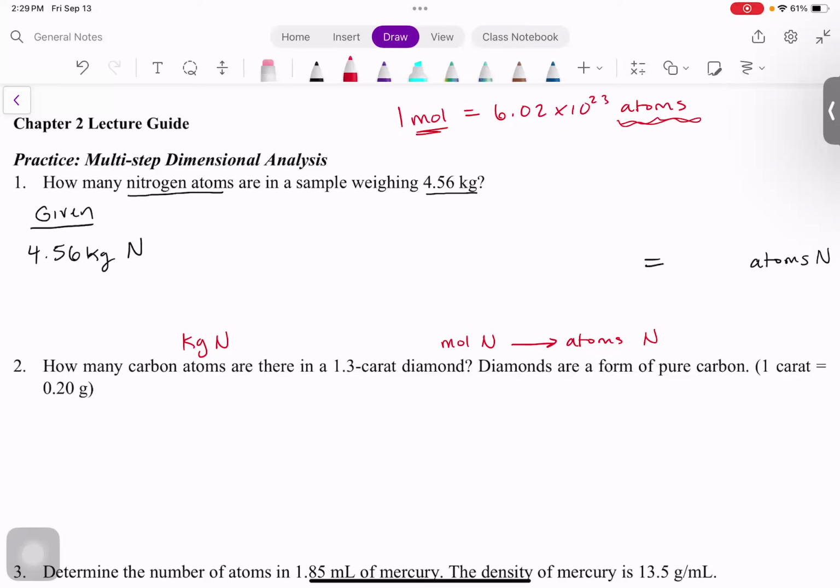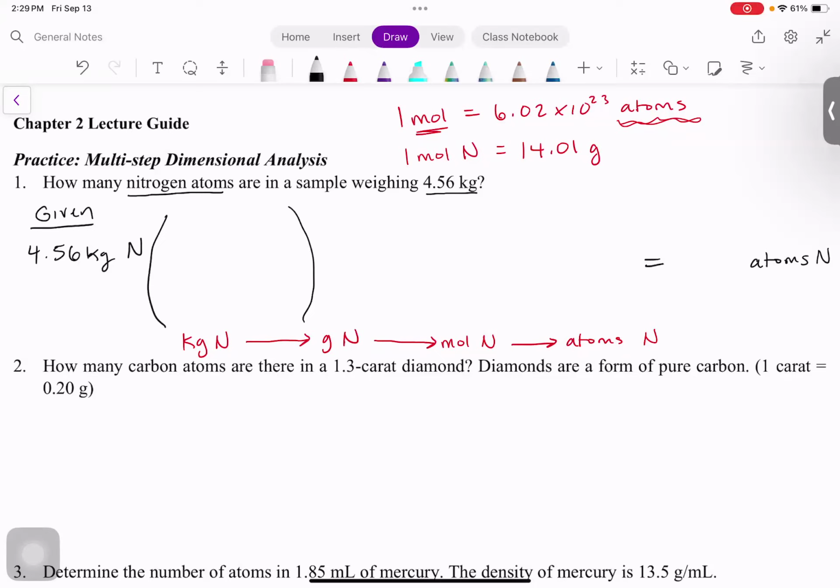So I want to think of what other relationships that I know. Well, from the periodic table, I know that 1 mole of nitrogen has a molar mass of 14.01 grams. So if I can convert my kilograms of nitrogen into grams of nitrogen, then I can convert my grams of nitrogen to moles of nitrogen and my moles to atoms. And if you wanted to go straight from grams to atoms, that's fine as well, because they are both equivalent to 1 mole. I'm just going to write out all of the steps in this case. So let's do it. We're following the units to get to our answer.